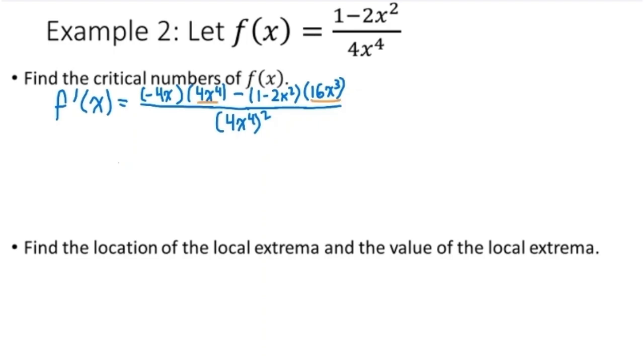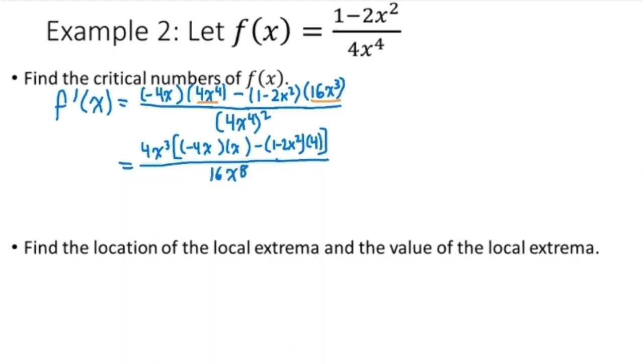If we focus on the 4x to the fourth and the 16x cubed, we know that they both have a 4x cubed as a common factor. So in the numerator, let's go ahead and factor that out first. And that'll make our numerator 4x cubed times the quantity of -4x times x minus 1 minus 2x squared times 4. To simplify our denominator, we can square the 4x to the fourth, which is 16x to the eighth. Notice that the 4x cubed and the 16x to the eighth will reduce each other, leaving us with 4x to the fifth in the denominator.